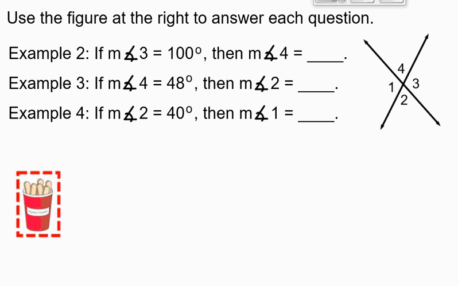All right, use the figure at the right to answer each question. So if the measure of angle 3 is 100, then what does the measure of angle 4 have to be? Well, I know that the whole thing has to add to 180. So 180 minus 100 means that this one is equal to 80.